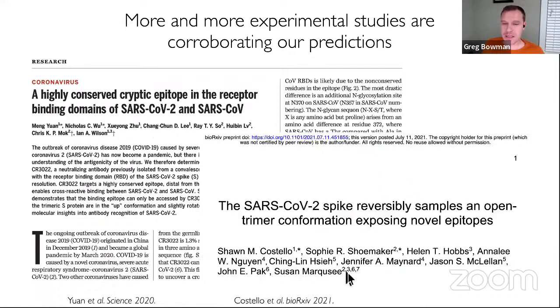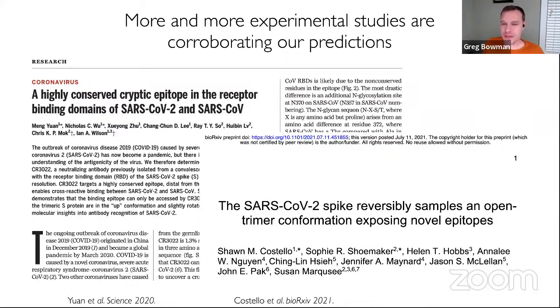And more recently, hydrogen deuterium exchange experiments from Susan Marqusee suggest that, as we had kind of hoped to see at the beginning, all three RBDs do open up and get exposed. And so if we had even more compute power, we might be able to capture that.